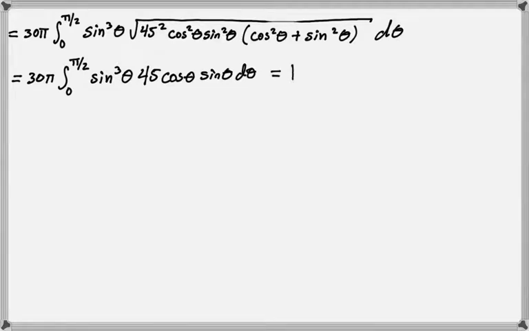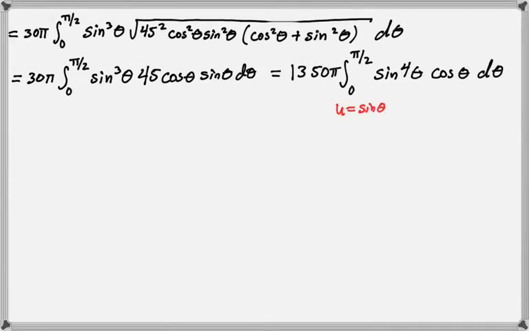Okay, so 45 times 30 is going to be 1350 pi. And then we've got the integral from 0 to pi over 2, sine to the 4th theta, cosine theta, d theta. So this is a simple u substitution. u is equal to the sine of theta. du is equal to cosine theta d theta. Let's go ahead and convert our limits.